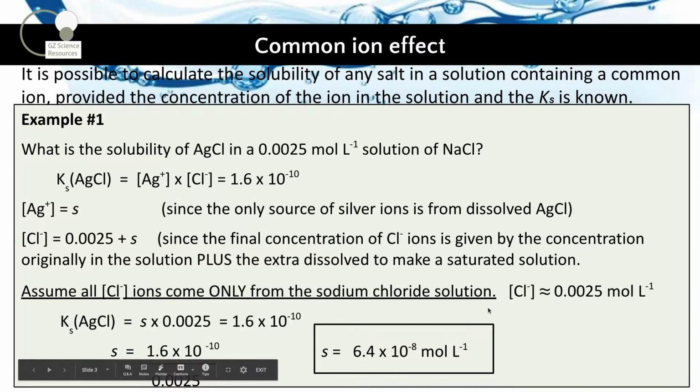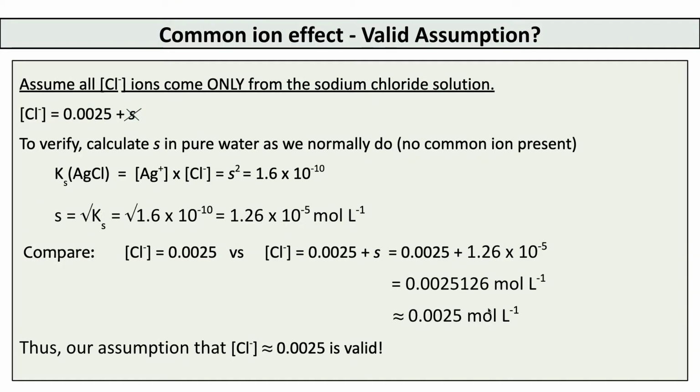Cool. So the last thing we did last class was check this assumption to make sure it was valid. So we checked how much comes from both sources, and we figured out that the amount that comes from the silver chloride just dissolving in pure water is a very small amount, 1.26 times 10 to the negative 5. And when you add it to the concentration of chloride, that number, when you round it to 2 or 3 sig figs, doesn't change at all. So that tells us, unless we want a number that's written to 4 or 5 sig figs, it doesn't affect that answer.